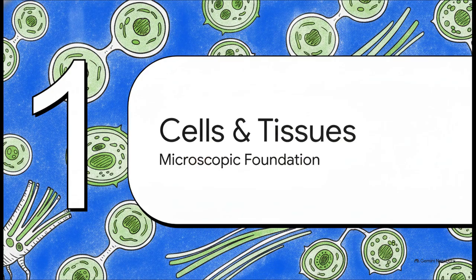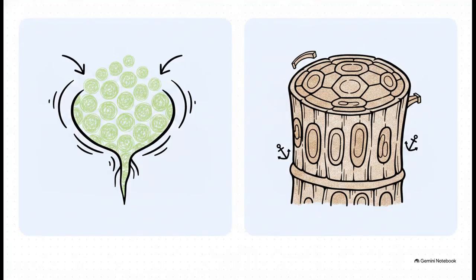Section 1. Plant cells and tissues. The microscopic foundation. Okay, so the absolute foundation here is that plant tissue systems basically fall into two general categories. First up, we've got meristematic tissue. You can think of these as the plant's literal growth engines. They're found in areas where cells are continuously dividing, like the very tips of the stems and roots. The cells here are constantly splitting and totally undifferentiated.